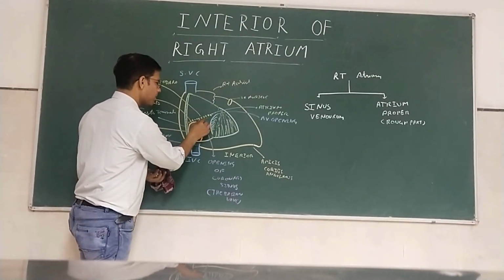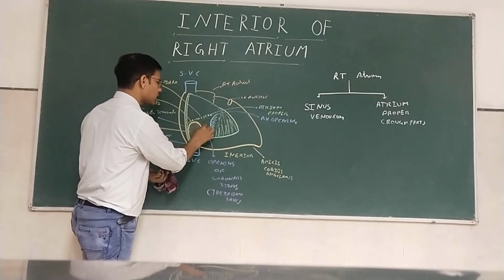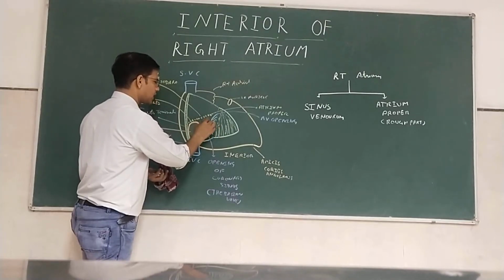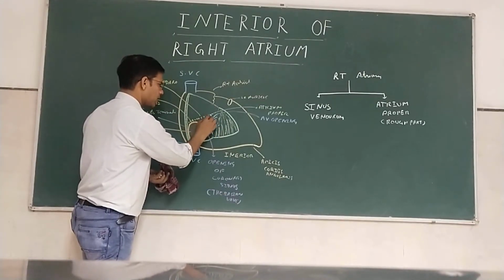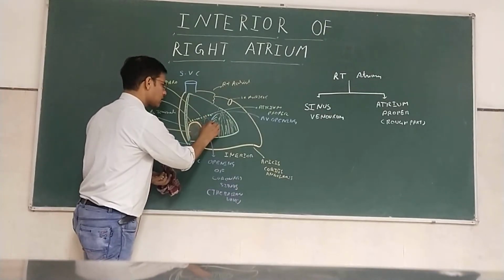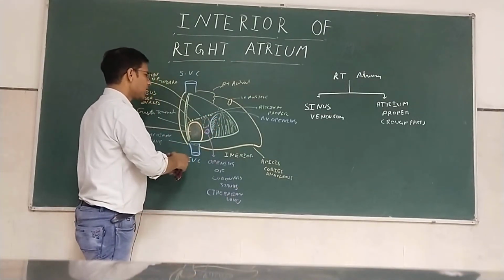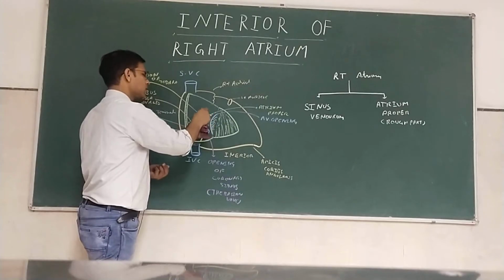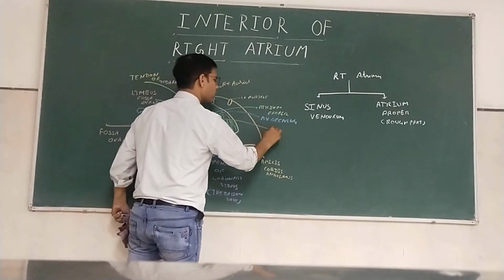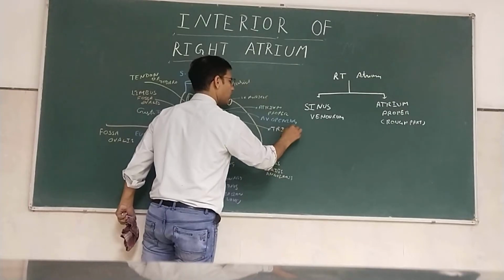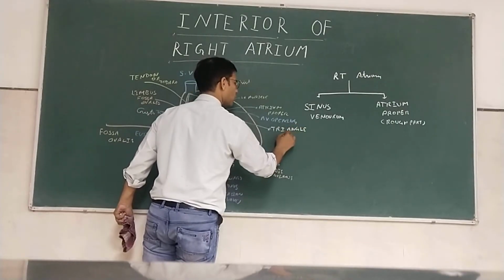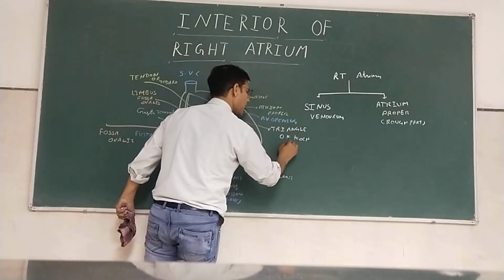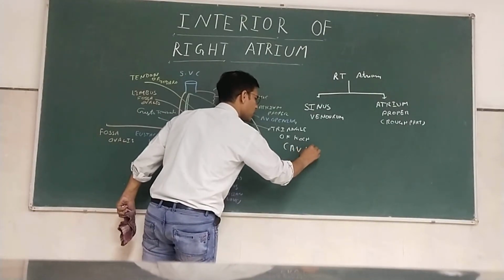The tendon of Todaro, the margin of the limbus fossa ovalis, the AV opening and the coronary sinus. This triangle. This is the coronary sinus, the AV opening and the tendon of Todaro. This triangle which is present here is known as the triangle of Koch. And this triangle of Koch is important because the AV node is situated here.